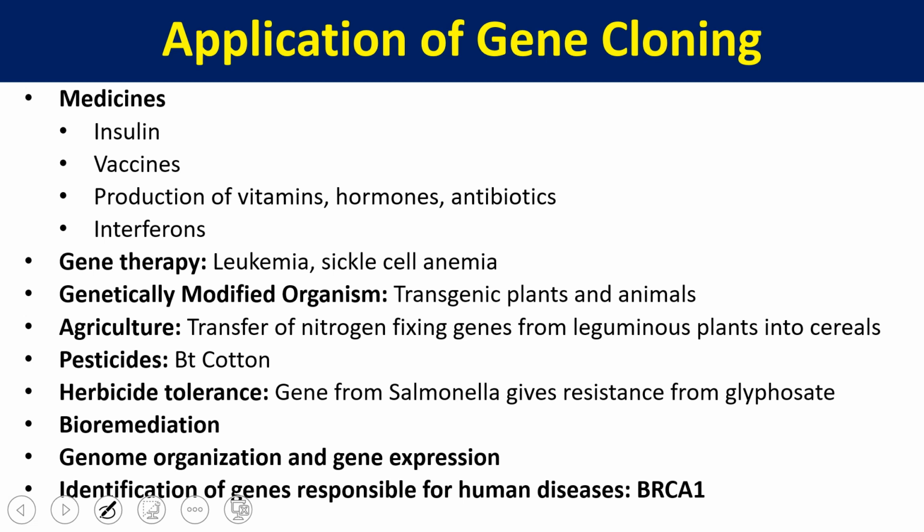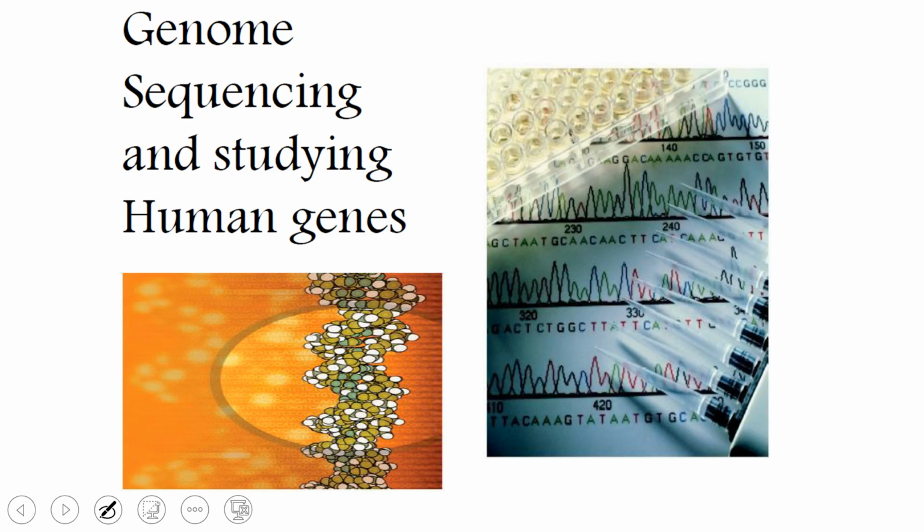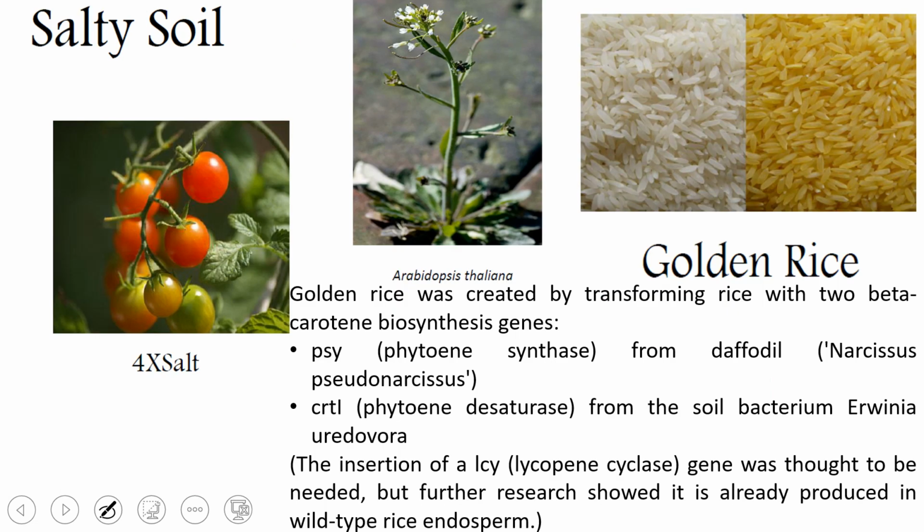We are going to use it for the identification of many human diseases on the basis of gene cloning. We are going to use, for example, BRCA, that is the breast cancer gene. There also we are going to use gene cloning. Other than this, in genome sequencing and the study of human genes, gene cloning has been used.